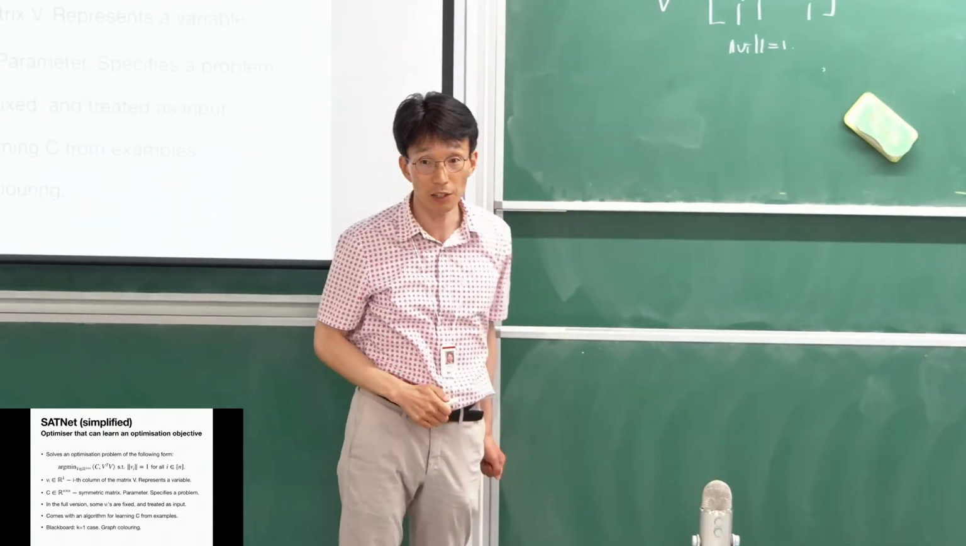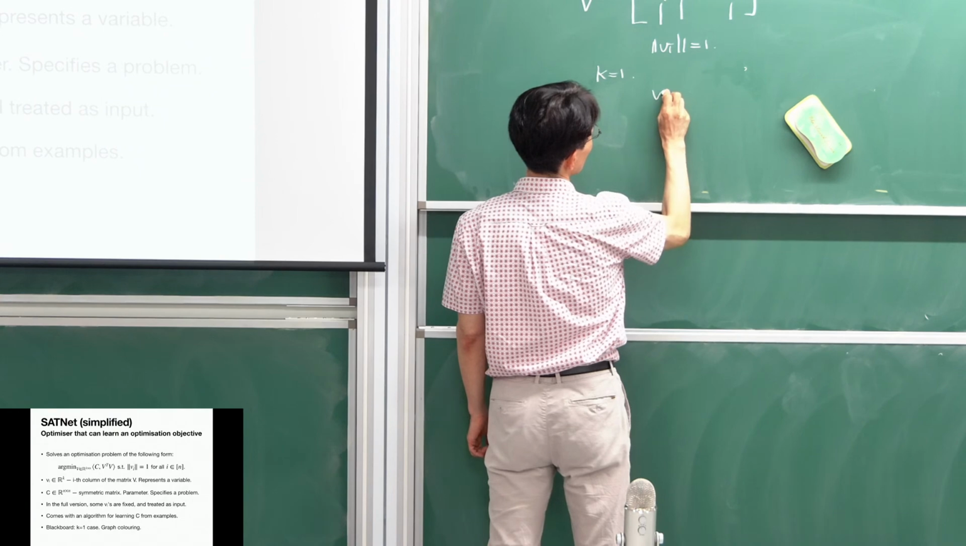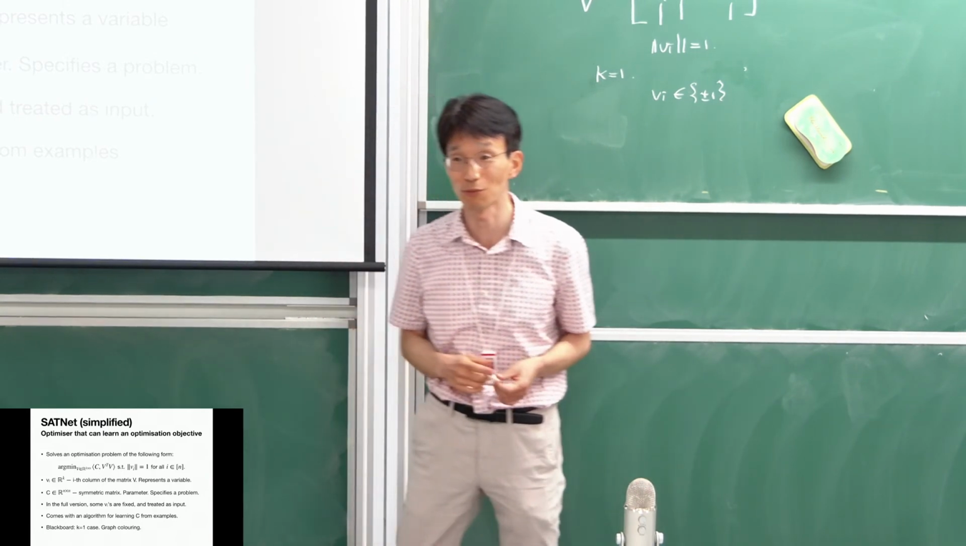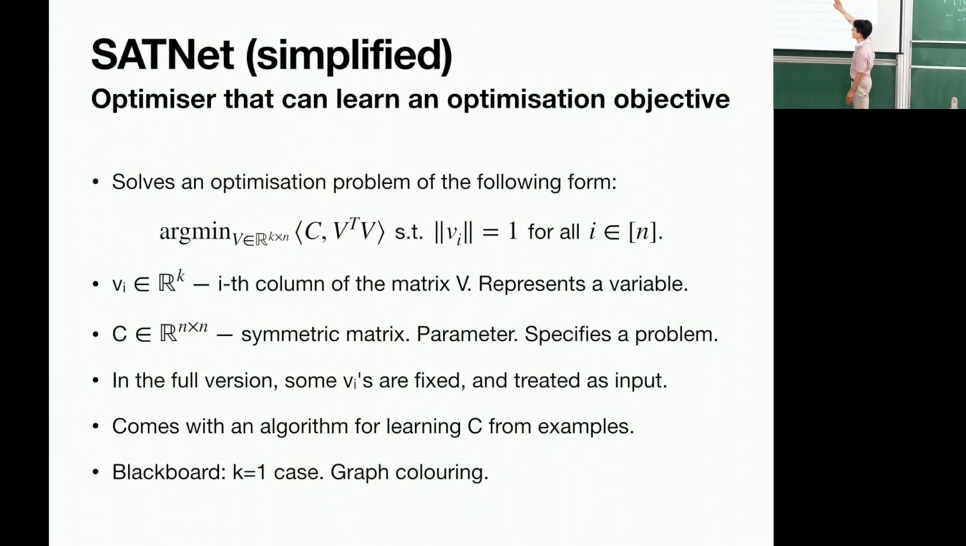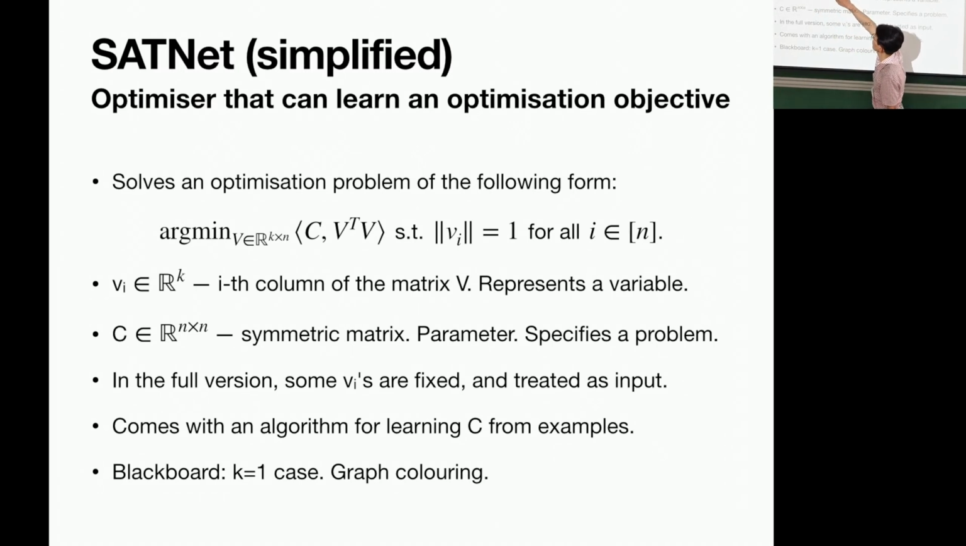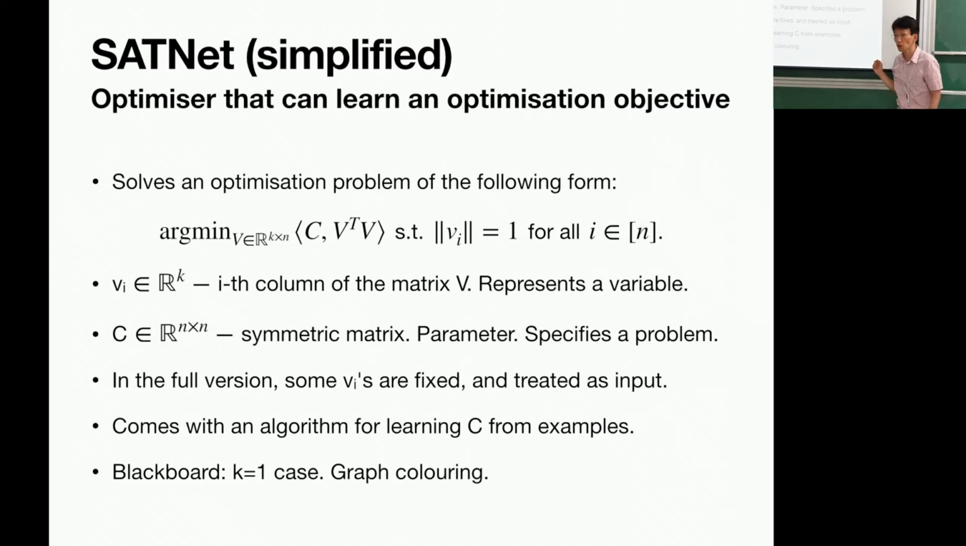Now consider the case where k is equal to 1. Then what this condition means is that for each i, v_i is either plus or minus 1. So it's the kind of case that we studied in the Boolean functions reading group. In some simplified version, it goes like this. We are given an n by n symmetric matrix C, and then this solver tries to find a minimizer V, or n k-dimensional vectors V, such that the value of this expression is minimized, with the condition that the norm of every vector has to be equal to 1.